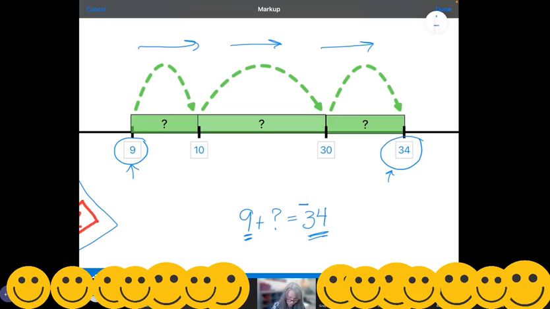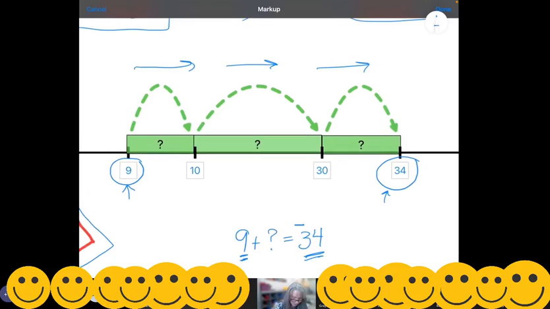So let's look at our first jump. It goes 9 plus question mark gets me to 10. 9 plus what equals 10? Well, we know that 9 plus 1 equals 10. So I could put a plus 1 at the top of my jump right there. So I'm adding 1. 9 plus 1 equals 10. All right. But I'm only at 10. I still need to get to 34.